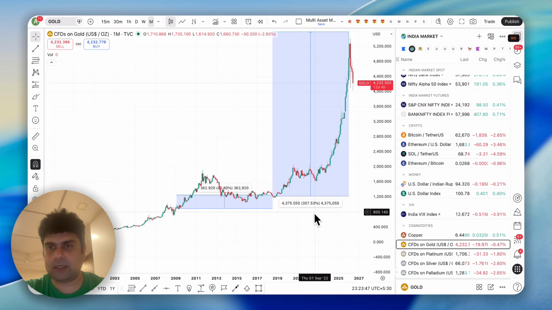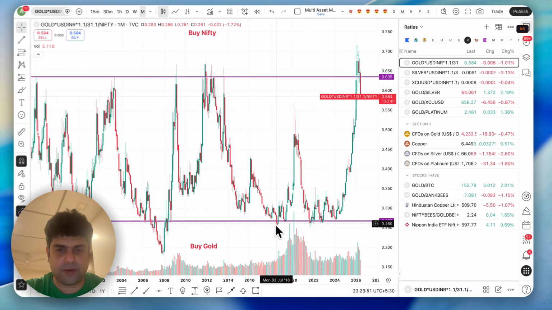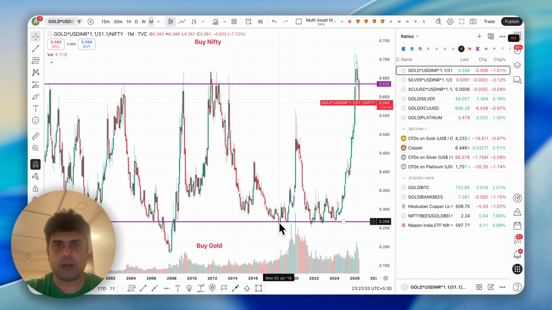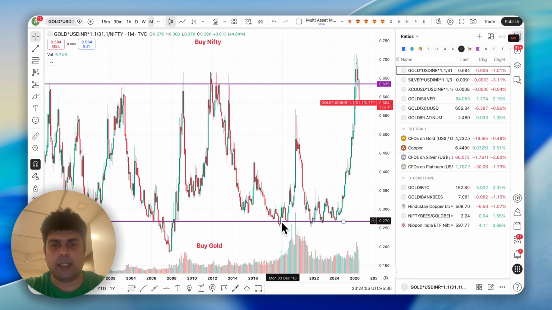After 2018, as you see here in the ratio chart, you will notice that 2018 was the first time it reached this side, and then it reached it multiple times. This would probably be an accumulation stage where you could first buy gold in July 2018, then buy on 1st of April 2019, then again on 1st of September 2021, then again in November 2022.